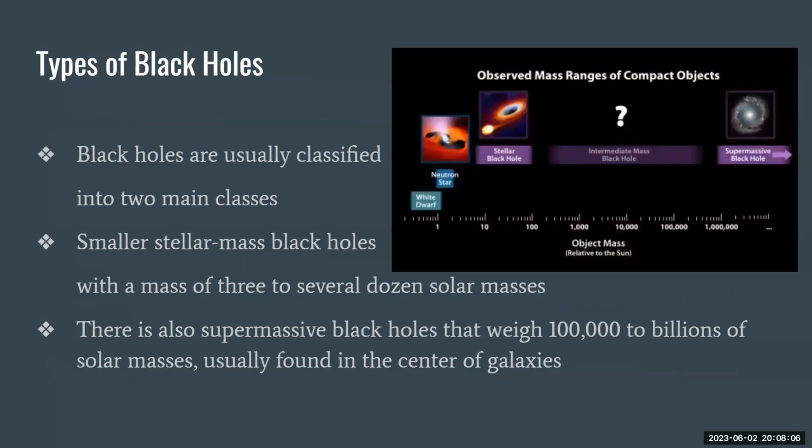So the types of black holes are usually classified into 2 main classes by astronomers: stellar mass black holes, which usually have a mass of 3 to several dozen solar masses, and supermassive black holes that weigh 100,000 to billions of solar masses. Those are usually found in the centers of galaxies, including our own Milky Way. There are also estimated to be intermediate black holes, between 100 and several 100,000 solar masses, but there is very little proof of their existence.